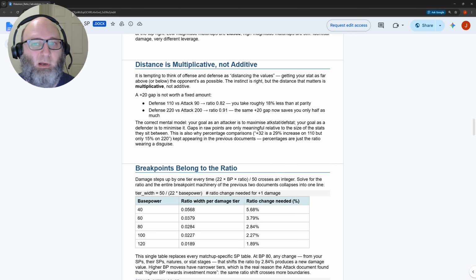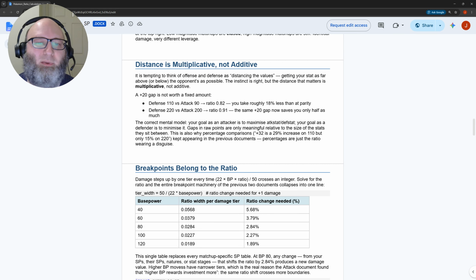So it's that same 20-point gap, but it now only serves you half as much because you're only 9% less than at parity. So the correct mental model: your goal as an attacker is to maximize attack stat over def stat. Your goal as defender is to minimize it. So gaps in raw points are only meaningful relative to the size of the stats they sit between.